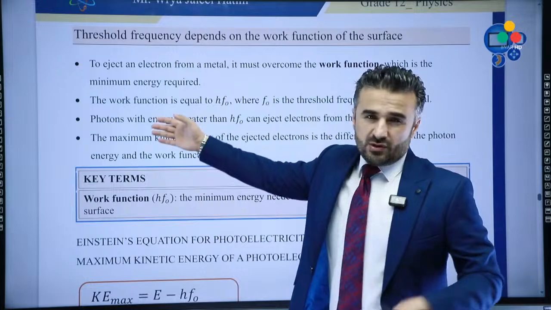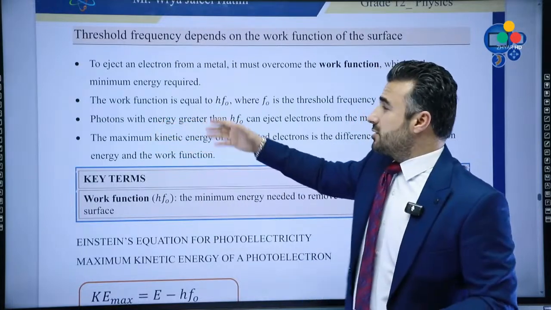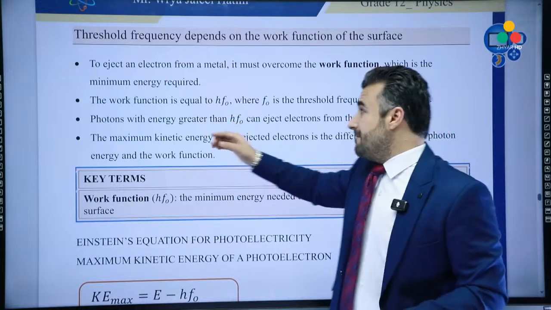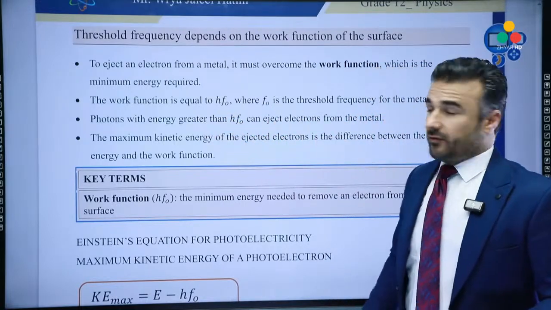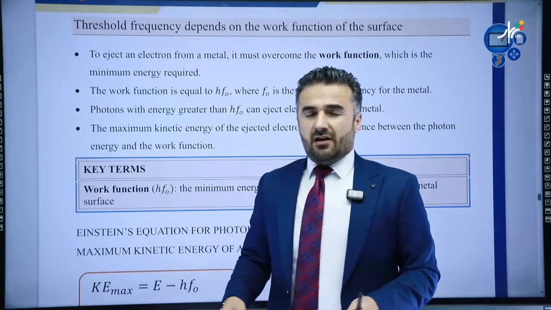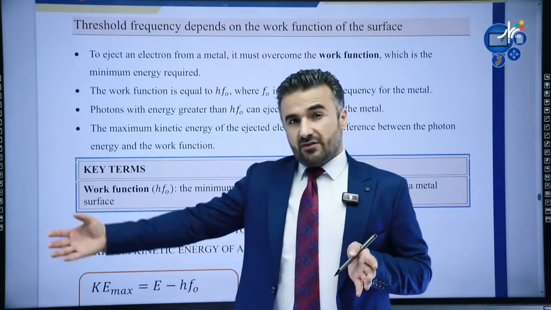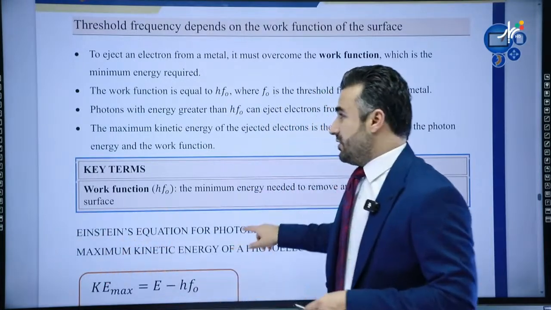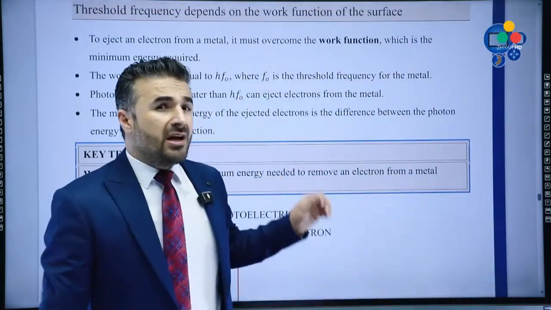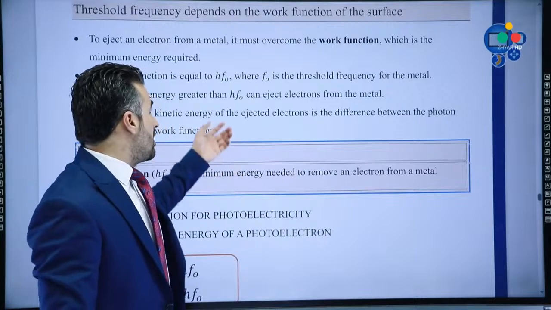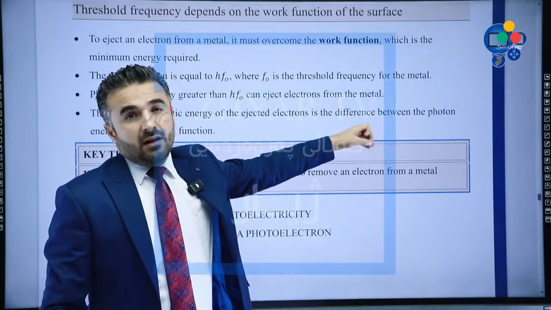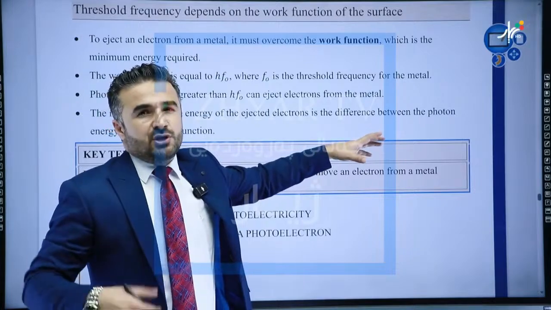So what is the work function equal to? The work function is equal to Planck's constant times the threshold frequency, where f is the threshold frequency for the metal, the frequency that we compare with the frequency of the incident energy. So photons with energies, watch this, greater than the threshold frequency are able to eject electrons from the surface of the metal. I know that you want to ask, what if it is not greater than?